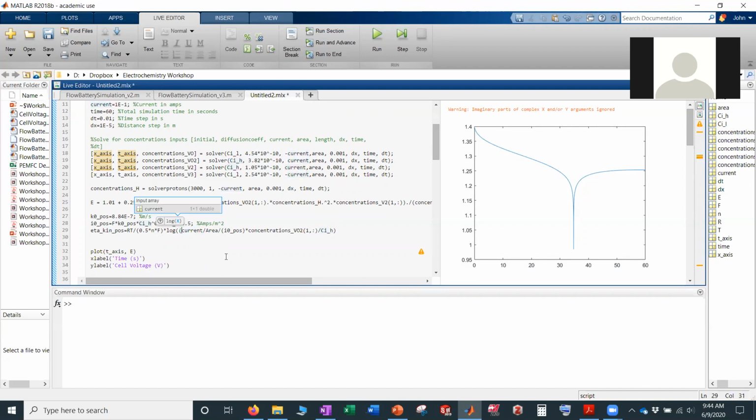If you want to clean up just the way it looks for you, you could say this is the current density, current divided by area, divided by I naught, that whole thing times the concentration at the surface. But I think that should be reversed, right? That's what our derivation showed. Yeah, so it should actually be the opposite. It should be the bulk concentration, which is what we start with, divided by this concentration of VO2.